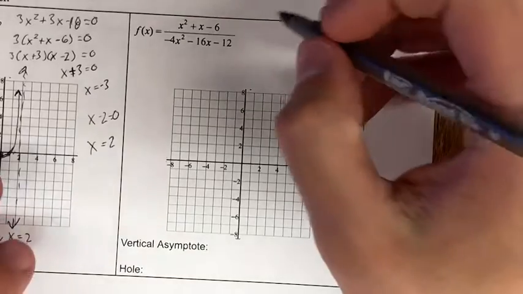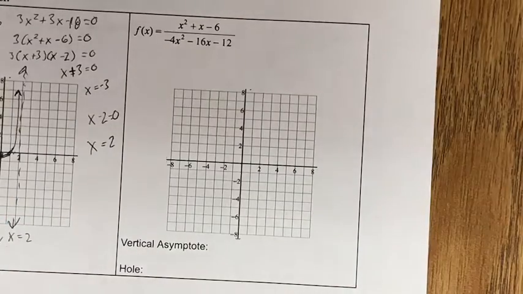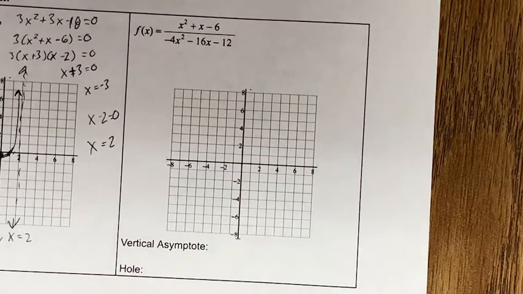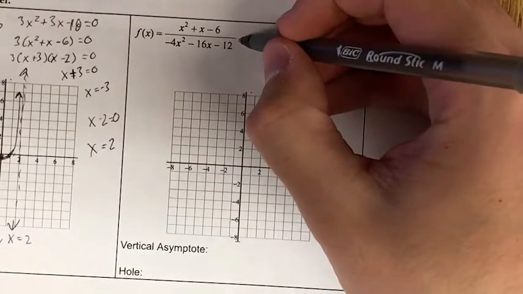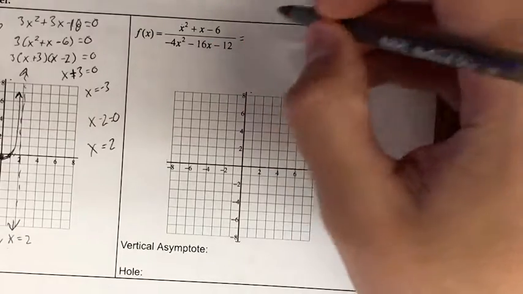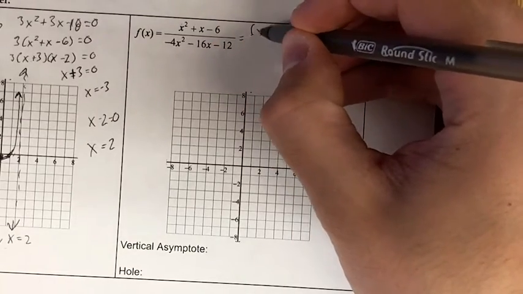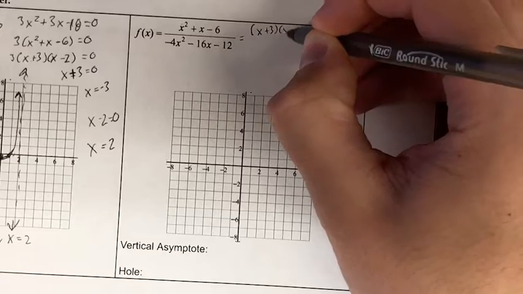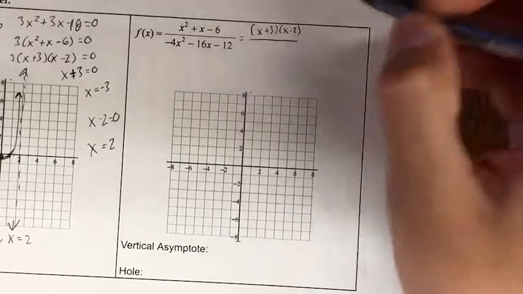So in this case, we want to first look to see if things cancel. There's a lot going on. So I think the best way to determine if things cancel, because you do cancel variables or factors, is to start by factoring. So we have x squared plus x minus 6. This will factor into (x + 3)(x - 2).